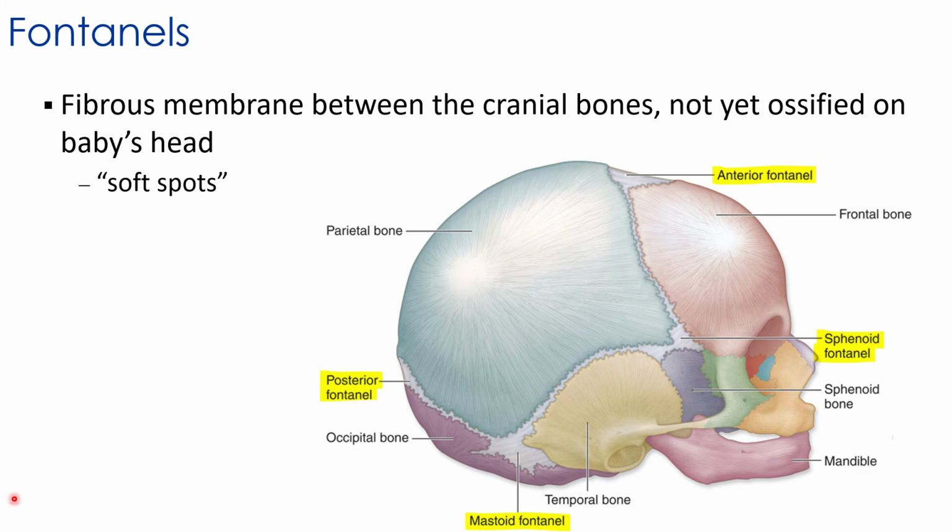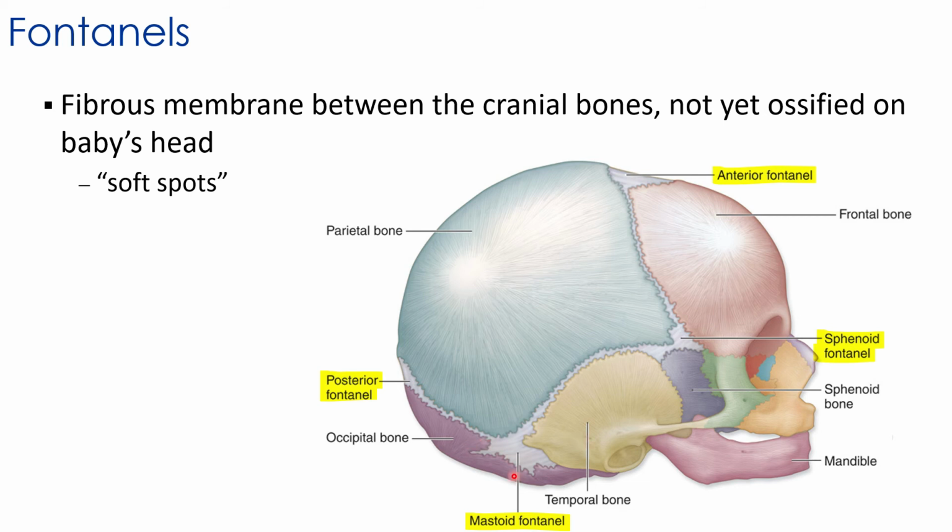These fontanelles are named based on their locations. We have the anterior fontanelle that's between the parietal bone and the frontal bone, also known as the frontal fontanelle. The posterior fontanelle that's between the parietal bones and the occipital bone can also be referred to as the occipital fontanelle.